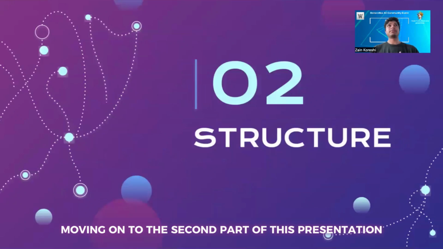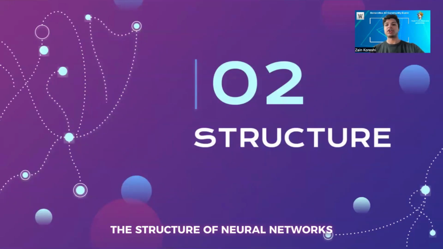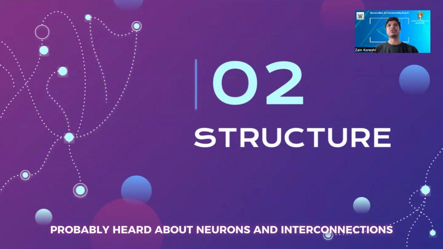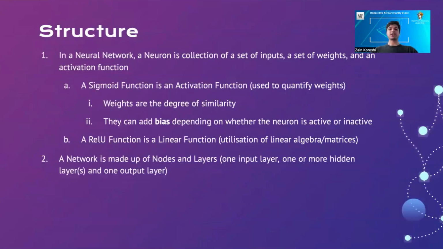Moving on to the second part of this presentation, I am now going to talk about the structure of neural networks in depth. I briefly touched upon it. You have probably heard the terms input layer, hidden layers, output layer, and probably heard about neurons and interconnections. But let's talk a little bit more about that.